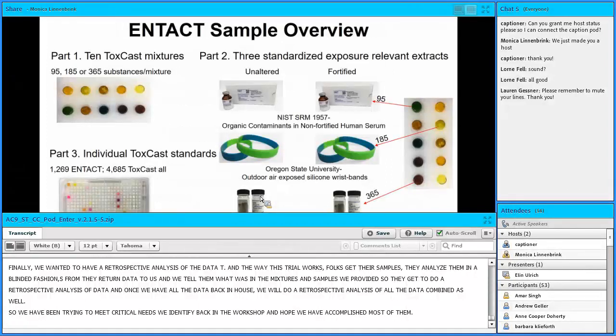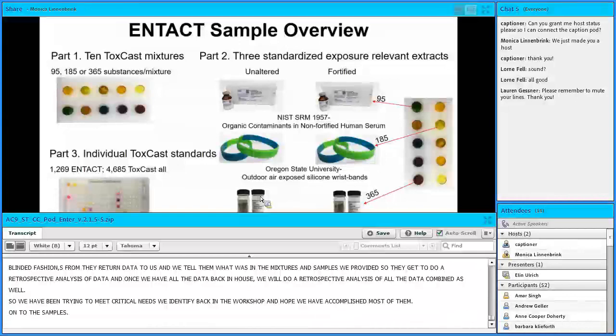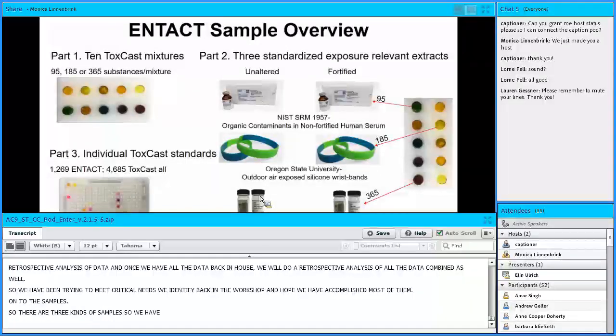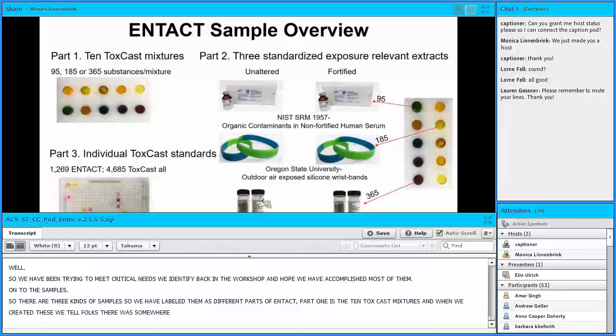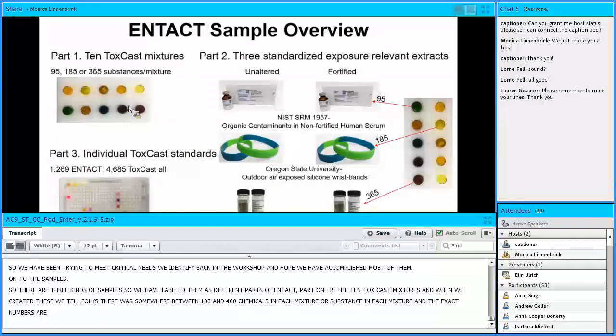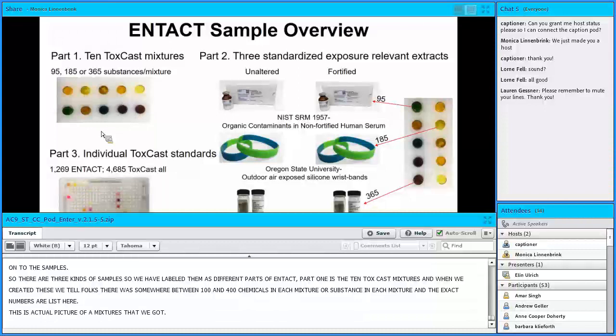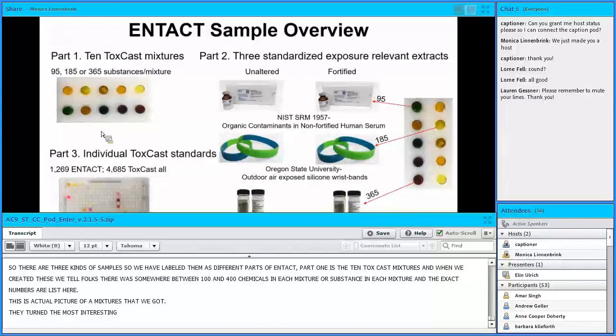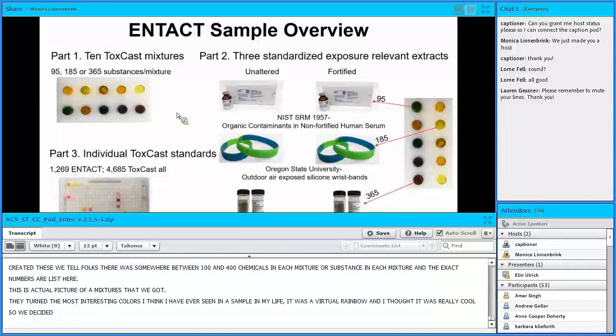So on to the samples. There's three different kinds of samples. We've labeled them as different parts of ENTACT. Part 1 is the 10 ToxCast mixtures. And when we created these, we told folks that there were somewhere between 100 and 400 chemicals or substances in each mixture, and the exact numbers are listed here. This is an actual picture of the mixtures that we got. They turned the most interesting colors I think I've ever seen in a sample in my life. It was a virtual rainbow, and I thought it was really cool. So we've decided to use its photo here.